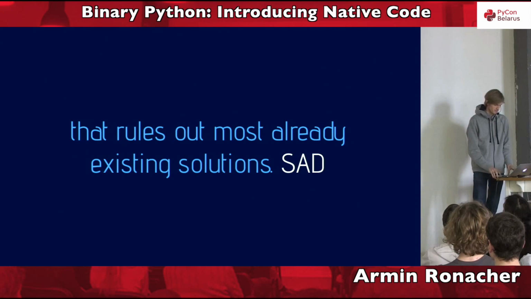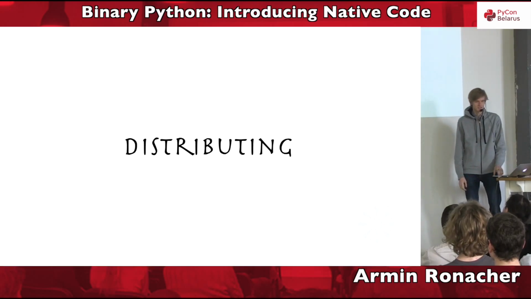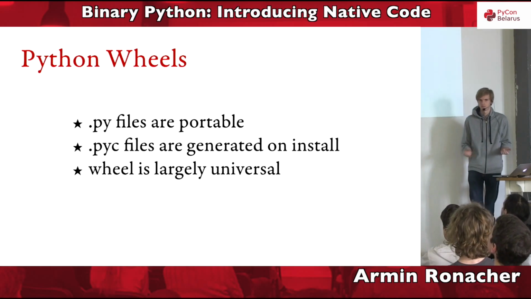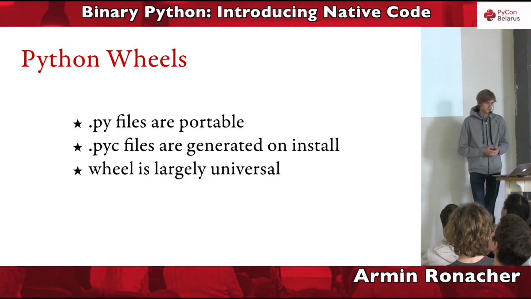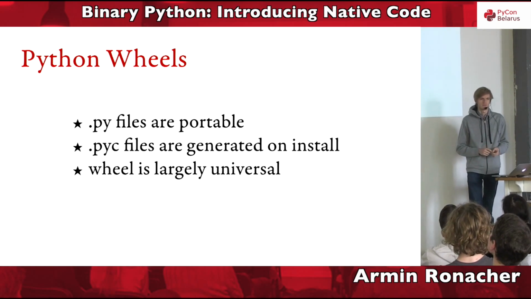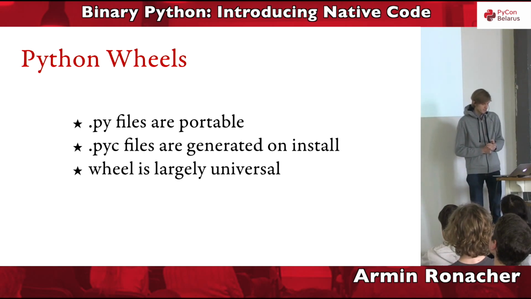Sad. So distributing is the limiting factor. So of all the possible options we have for distribution, we go with the one that actually works the best. This is Python wheels. The way Python wheels work, for the most part, is they have py files in there. So when they're being installed, they will be compiled specifically for the Python version to pyc files. And a wheel is largely universal, which means that it works for PyPy, it works for CPython, it works for anything that works. But not necessarily.